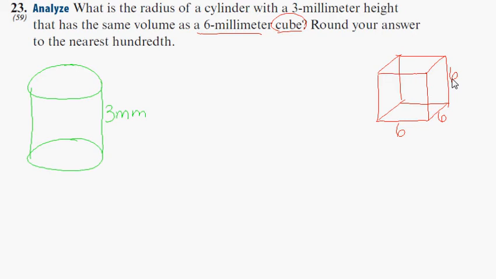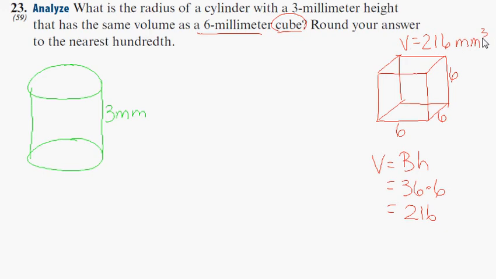So can you find the volume of this cube? Well, I hope so. Volume is equal to base times height. The area of the base is going to be 36 times 6. So essentially what we had was 6 to the third power. Okay, so there's 216. This volume equals 216 cubic millimeters.